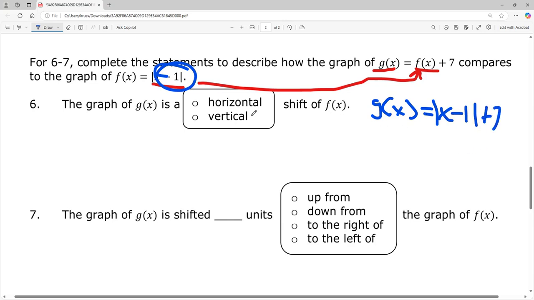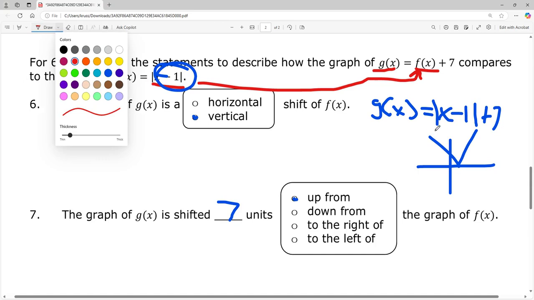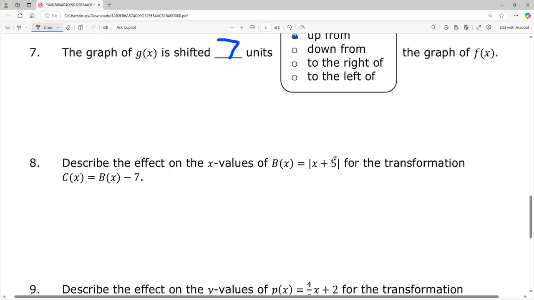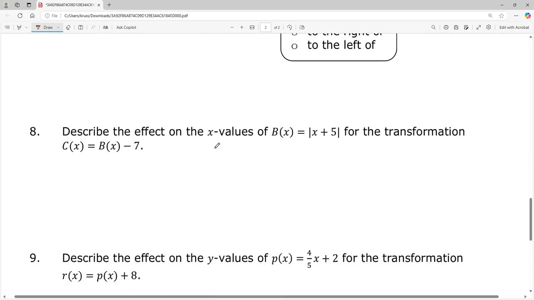Okay, so this is going to be a vertical shift. G sub x is a vertical shift of f sub x. It's going to shift 7 units up from f sub x, the initial one. So this is just the absolute value of x minus 1 plus 7. So x minus 1 looked like this, the vertex is like that. I'm going to shift this up 7, and it's just going to look like this. But this is at 7, and that's at 0, because this one is plus or minus 0. Okay, so let's see what else it's saying. Describe the effects of b sub x.